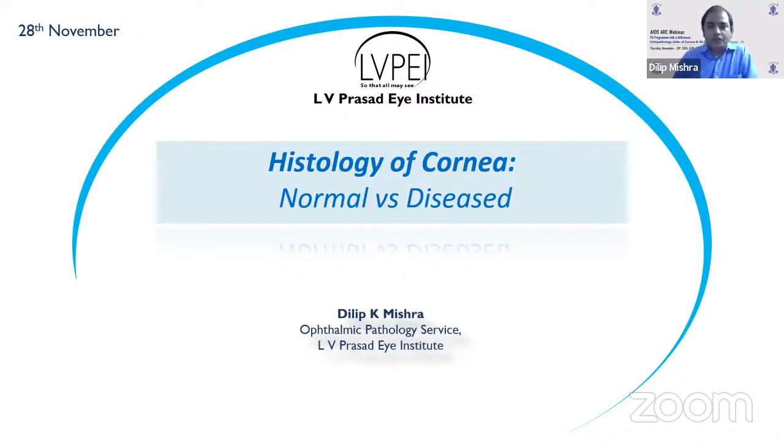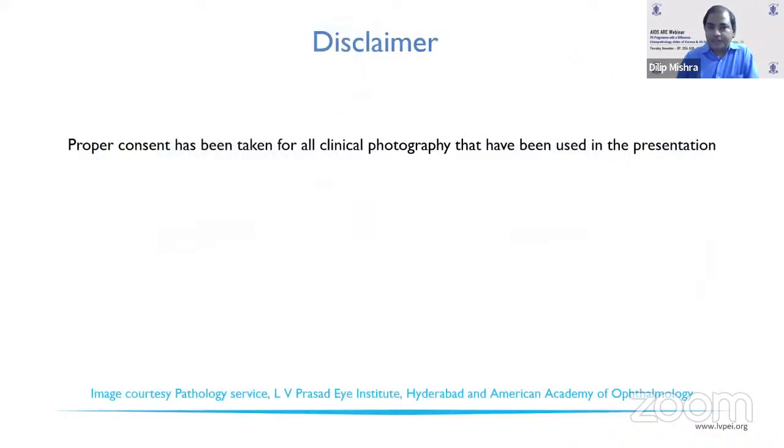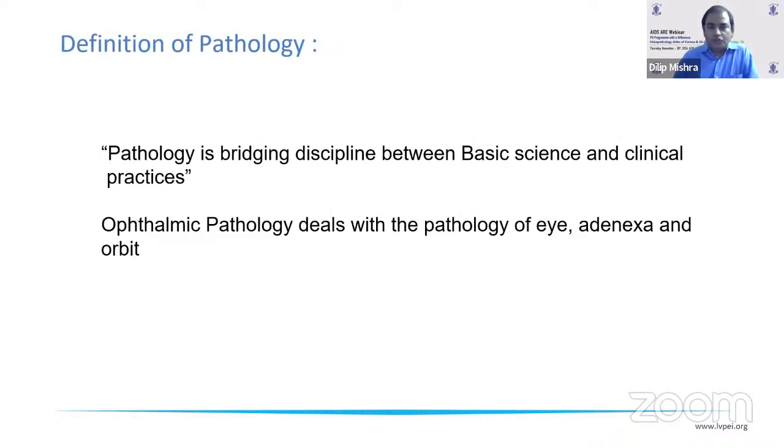So I am discussing now histopathology of cornea, normal versus disease. When we discuss histopathology, always first we discuss normal structure, then we discuss abnormal. So this is disclaimer for me, I have no conflict of interest. Because this is PG level teaching, first to know about the pathology.